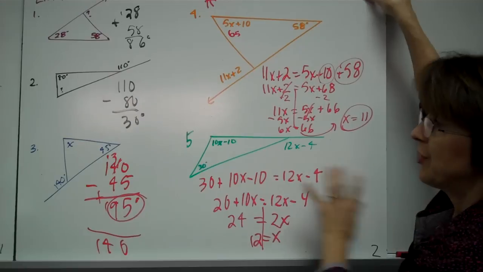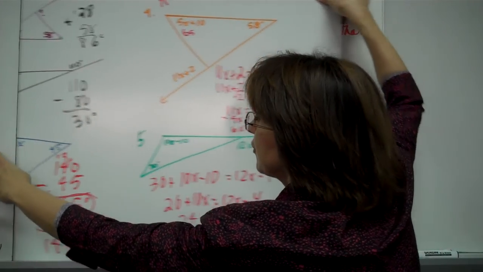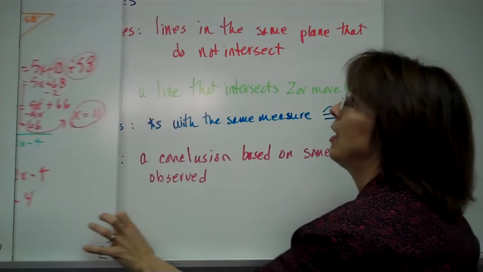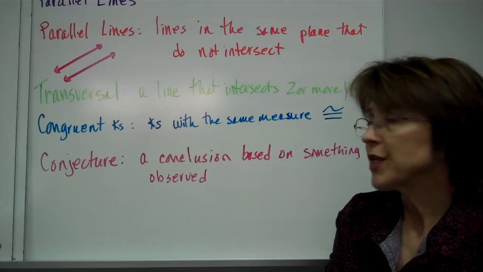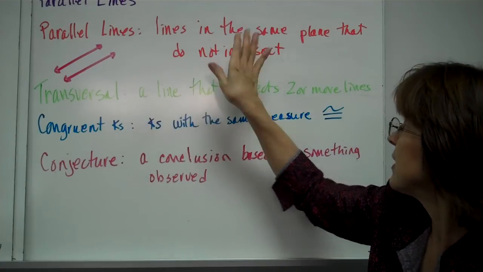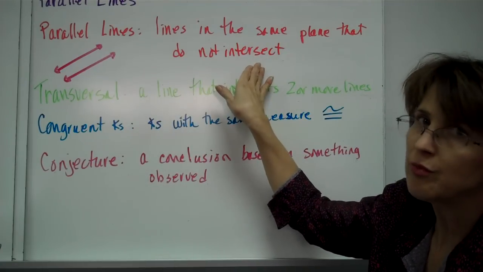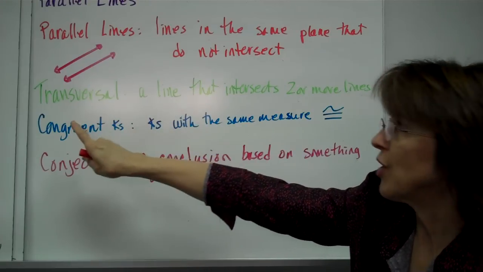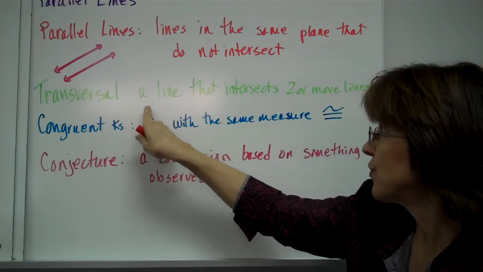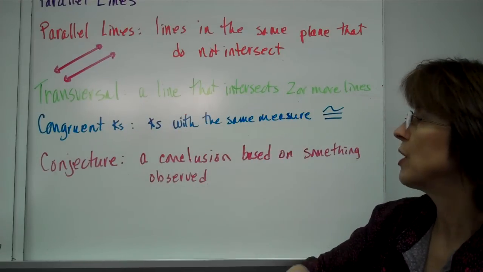Okay, now we're going to do another topic. I'm going to introduce another topic for you, and it's called parallel lines. Okay, a couple definitions first. Parallel lines are lines in the same plane that do not intersect. You probably already know this. All right, so now we're going to learn a new word called transversal. A transversal is a line that intersects two or more lines.